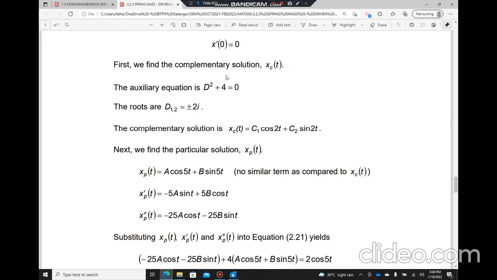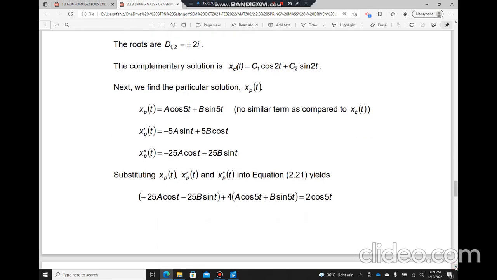First, we find the complementary solution. Same as chapter 4, find the complementary solution. So we get the roots as plus minus 2i, which is imaginary. Next, the complementary solution is xc equals c1 cos 2t plus c2 sin 2t.